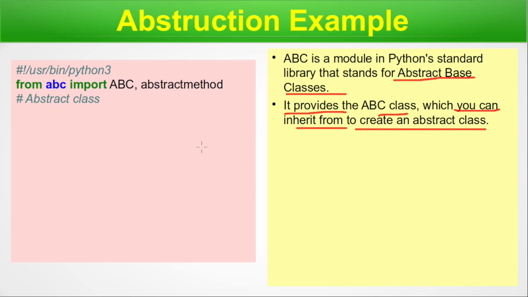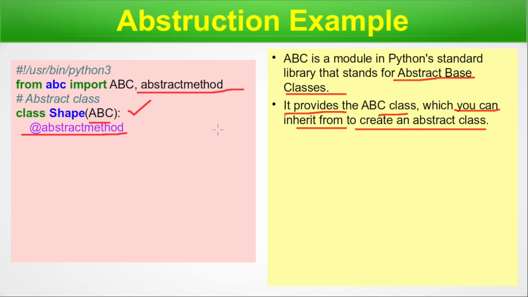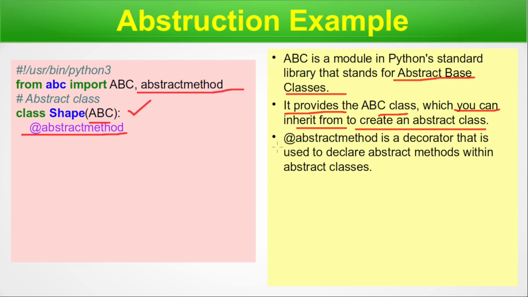So here goes our abstract class. We have class Shape and here we give it ABC, so the ABC which we have imported will take care of this. And here we have defined @abstractmethod, which we have already imported. @abstractmethod is a decorator that is used to declare abstract methods within abstract classes. So we will define a method that will be very much abstract and not very specific. Okay, let us see how.